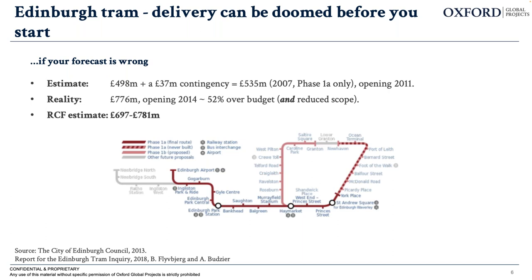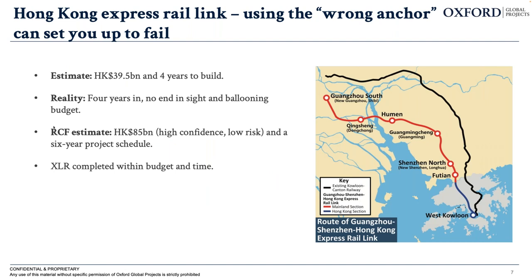As another example, the Hong Kong Express Rail Link, which was the first high-speed railway connecting Hong Kong with the Chinese mainland. This was estimated to cost around 40 billion Hong Kong dollars and take about 4 years to build. The trouble here was that they based it on previous, much smaller projects which had been developed and delivered by the same railway developer who was undertaking this project. But 4 years into it, with no end in sight and ballooning budgets, you can imagine how much trouble they were in. So they asked OGP to come in and do another estimate of this project.